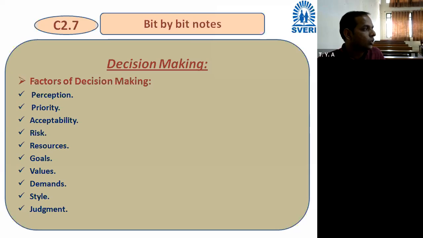Then goals. This is also one part of decision making. So what are the goals? Our owner's goals are different, our goals are different, and we take different decisions. It should not be like that. What does our owner or organization expect? In line with that, you should take the decision, right? What are the goals of the organization? A similar, aligned decision should be there. So this factor you should consider before taking any decision in the organization.